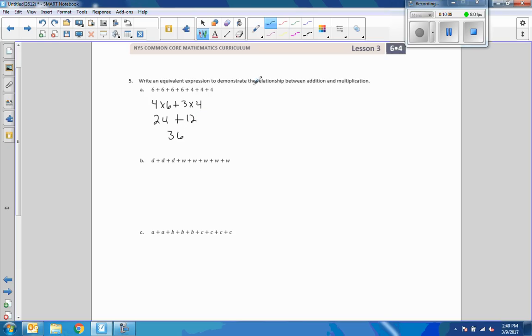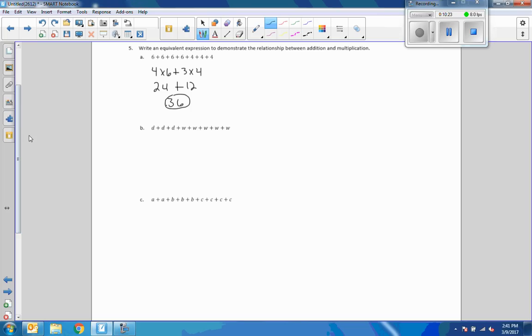It didn't say to solve this. 6 plus 6 is 12, plus 6 is 18, plus 6 is 24, plus 4 is 28, plus 4 is 32, plus 4 is 36, and we also got 36 here. So I was just taking that one step further, but it asked for an expression, and therefore it would just simply be that.